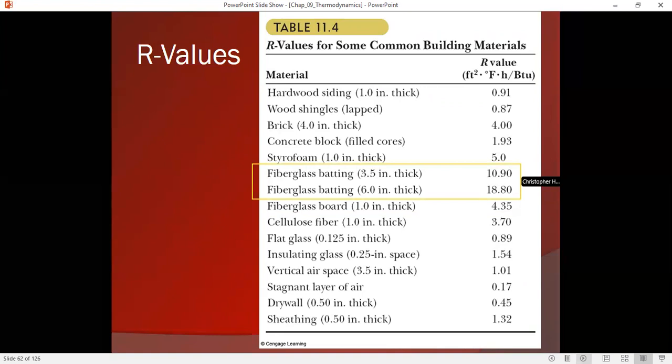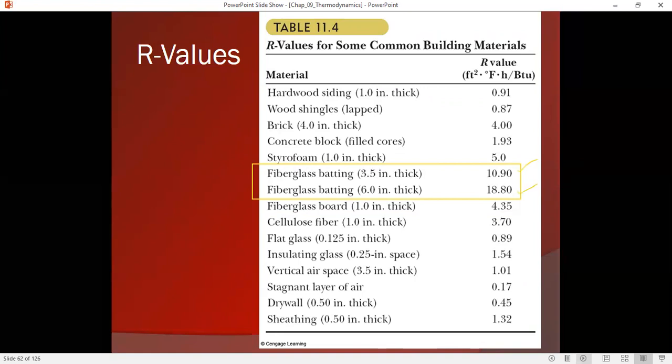The thicker the insulation, the better the R value. As you can see here, at 3.5 inches, R value is roughly around 10. If we double the thickness, we can nearly double the R value.